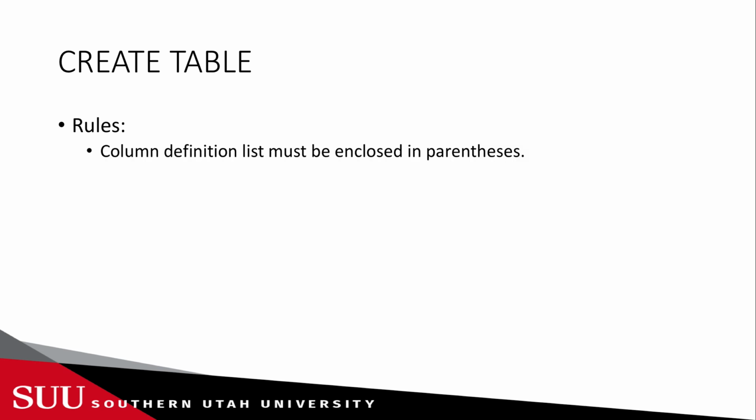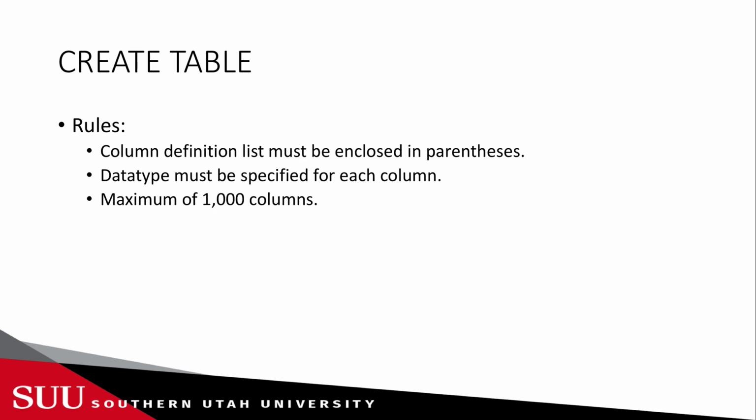Now let's see some rules before we create tables. Column definition list must be enclosed in parentheses. You have to enclose the column definition list in parentheses. And when you look at the create table command and you see how the command is written, you will appreciate the relational model text-based representation because it's going to look pretty similar to that, except you will have to add your data types in there. Now data type must be specified for each column. For each individual column name, you have to follow that by the data type. The maximum number of columns, if you're curious, it's 1000 columns.